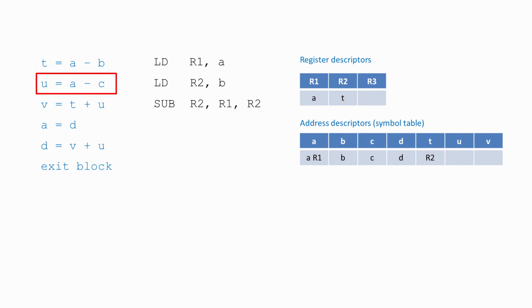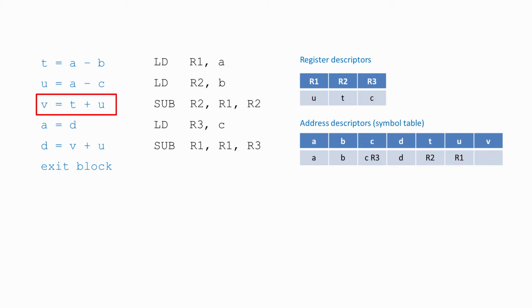The machine code for the second 3-address instruction loads C into R3, but it does not need to load the value of A into a register because it's already in R1. And since the value of A isn't used in the block again, the contents of R1 can be overwritten with the value of U that's produced by the calculation. So this is how the register and address descriptors look now. The address descriptor for A has been changed to indicate that its value is no longer in R1.